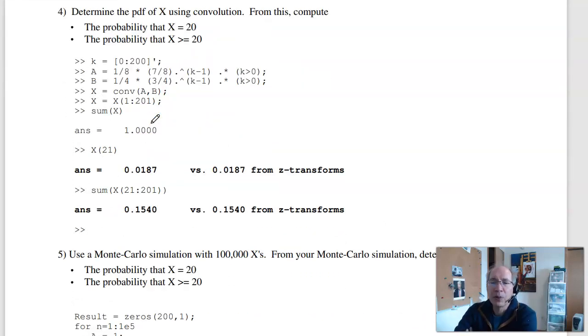Problem number 4 is repeat using convolution. So let's again go out to 200. This is the PDF of A. It's 1/8 times P times Q to the K minus 1 for k greater than 0. B is P times Q to the K minus 1, K greater than 0.